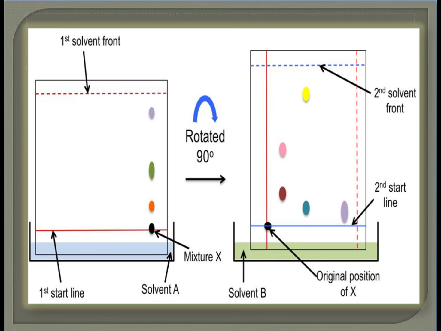The dot marked original position of X shows where the sample started. So finally, we get a 2D separation with spots spread across the paper instead of in one line. This gives much better resolution for complex mixtures where components overlap in one dimension.